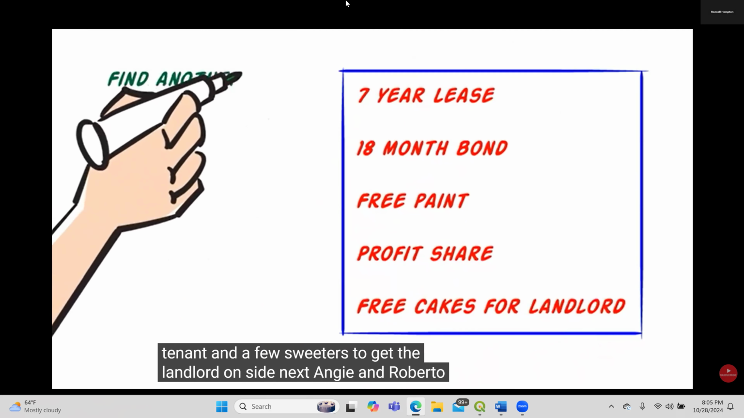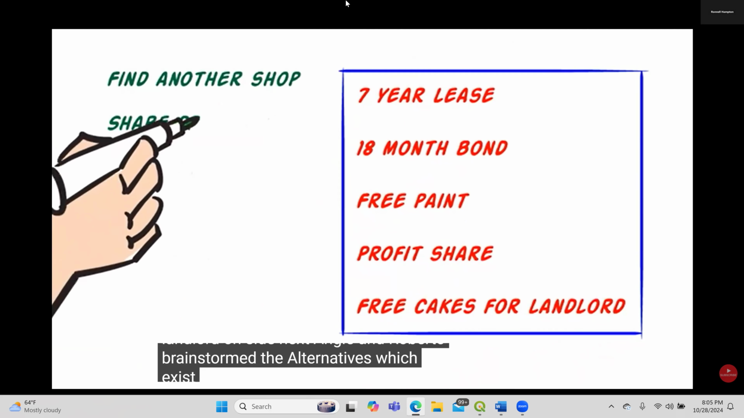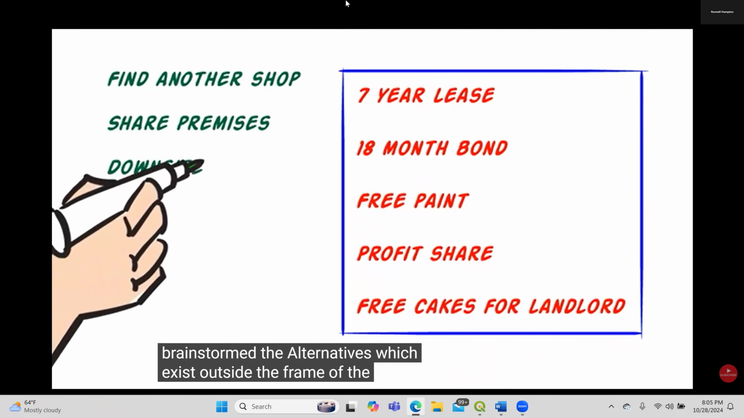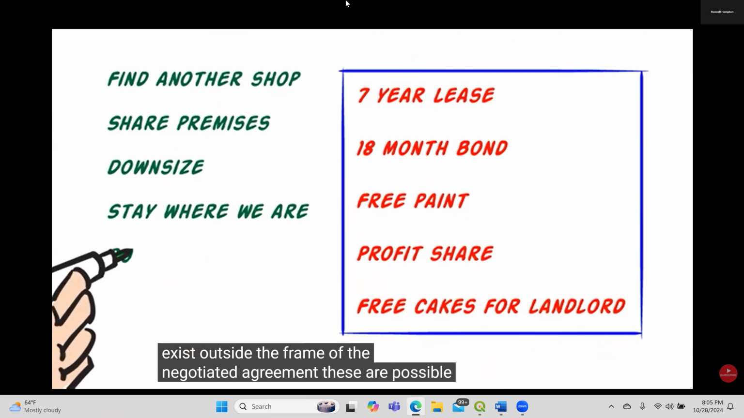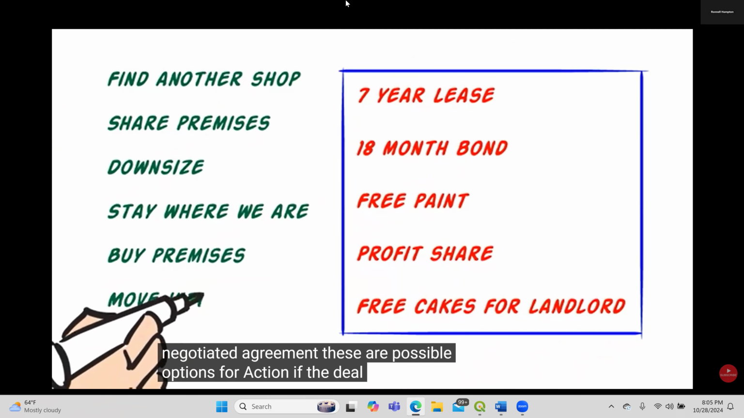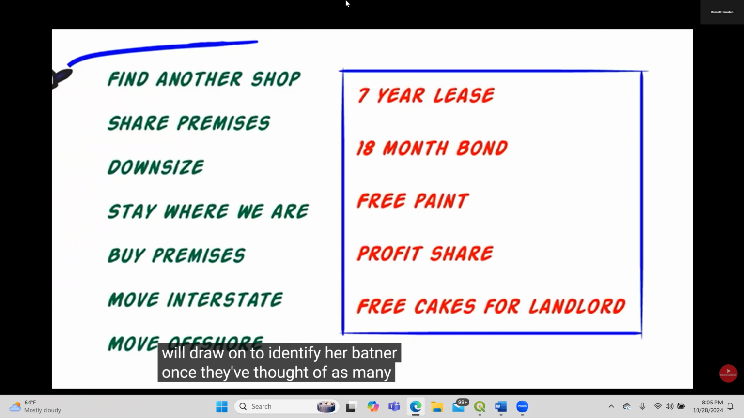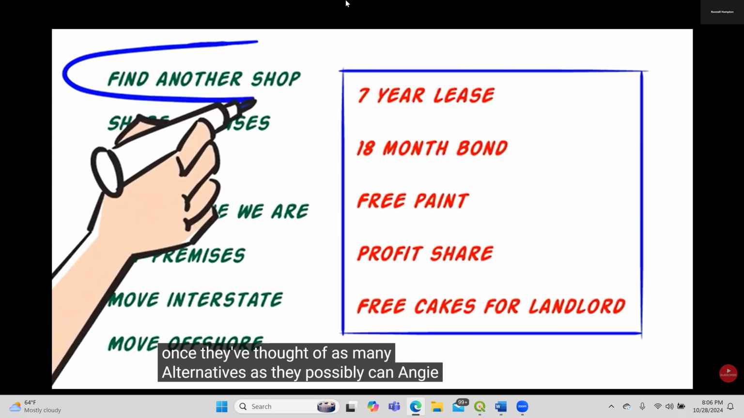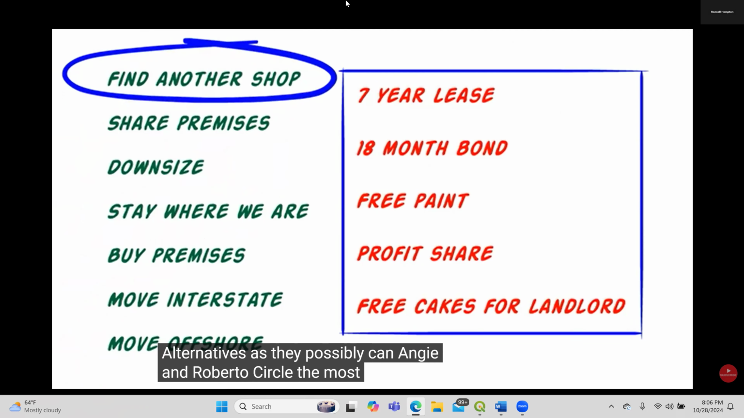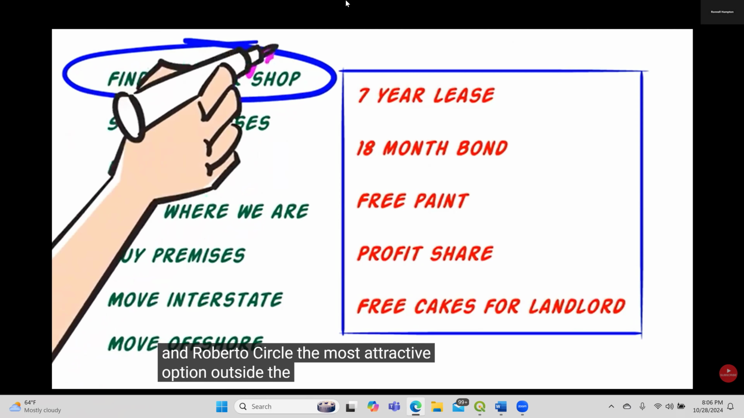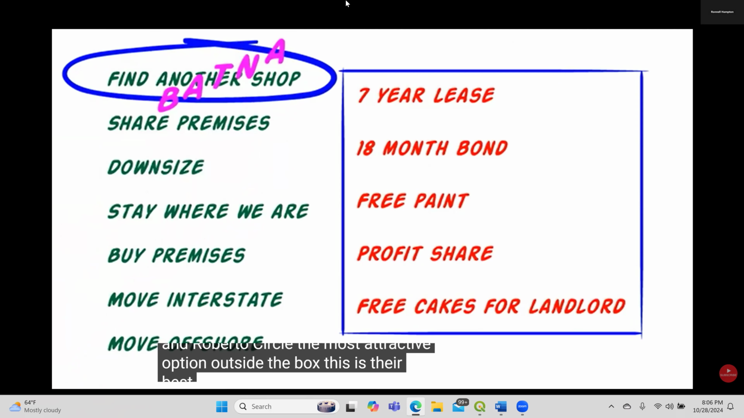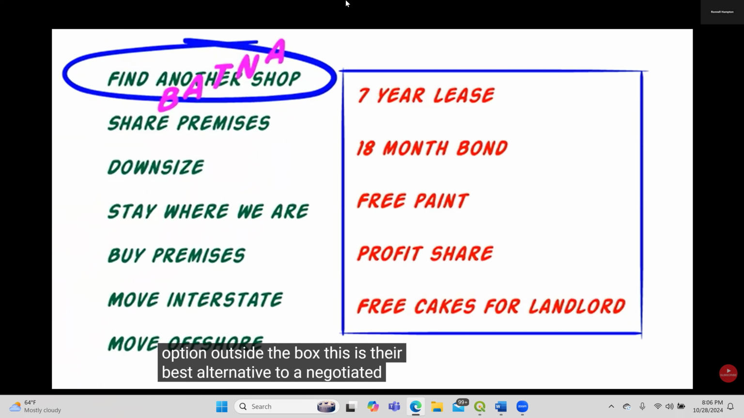Next, Angie and Roberto brainstorm the alternatives which exist outside the frame of the negotiated agreement. These are possible options for action if the deal falls through, the alternatives which Angie will draw on to identify her BATNA. Once they've thought of as many alternatives as they possibly can, Angie and Roberto circle the most attractive option outside the box. This is their best alternative to a negotiated agreement, or their BATNA.